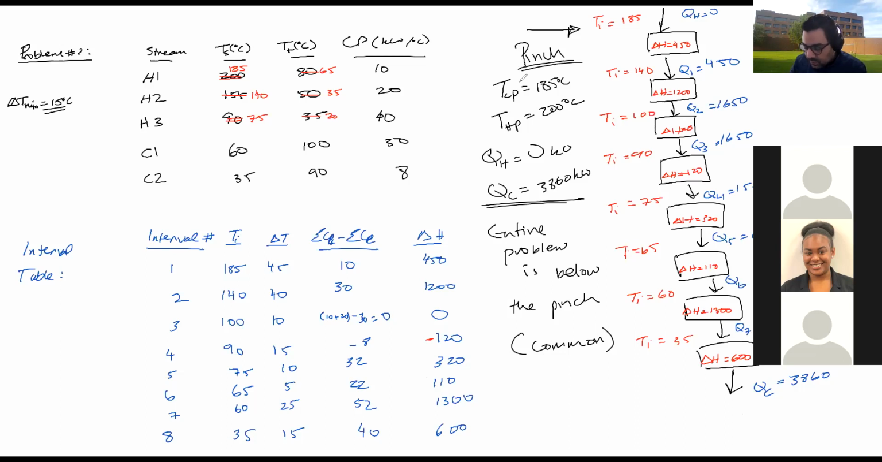So now let's build our heat exchange network, right? I have my cold pinch temperature is 185. My hot pinch is 200. QH for this problem is 0. QC for this problem is 3860 kilowatts. Good. So now we're going to build our heat exchange network. Save this guy, clear everything, and let's start the second part of this problem.